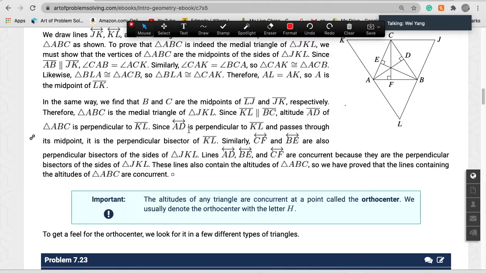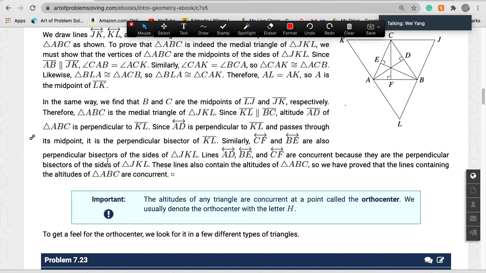Okay, since AD is perpendicular to KL and passes through its middle point, it is the perpendicular bisector of KL. Similarly, CF will also be perpendicular to KJ and bisect KJ, right?